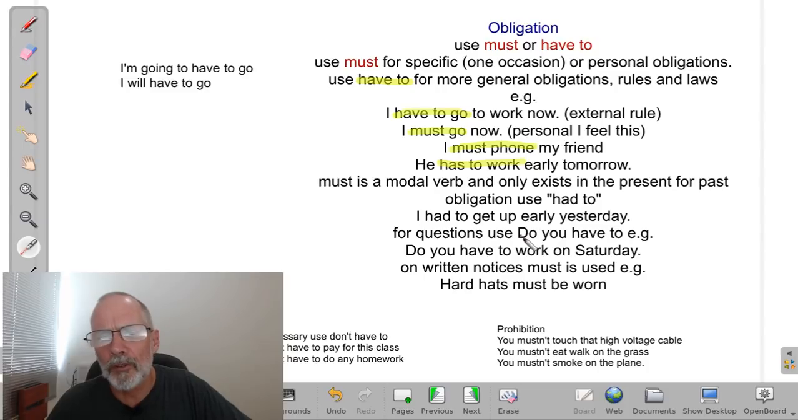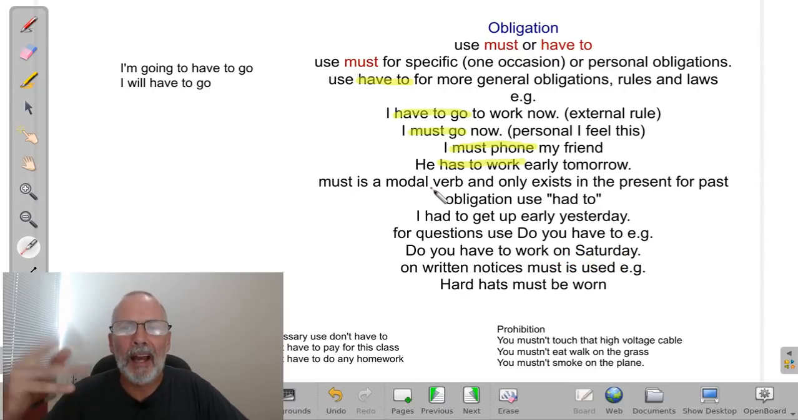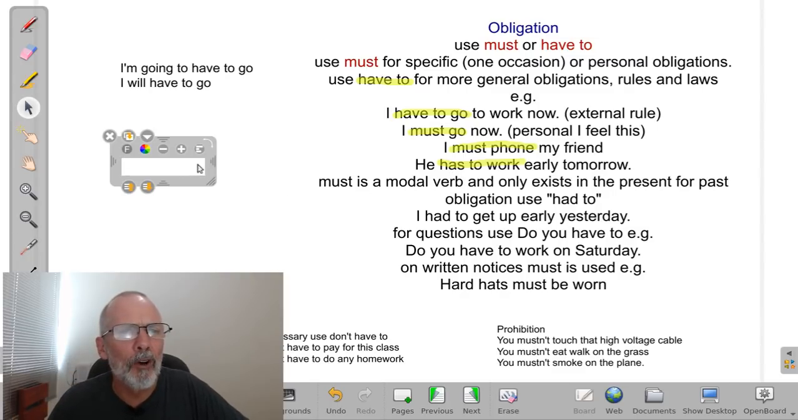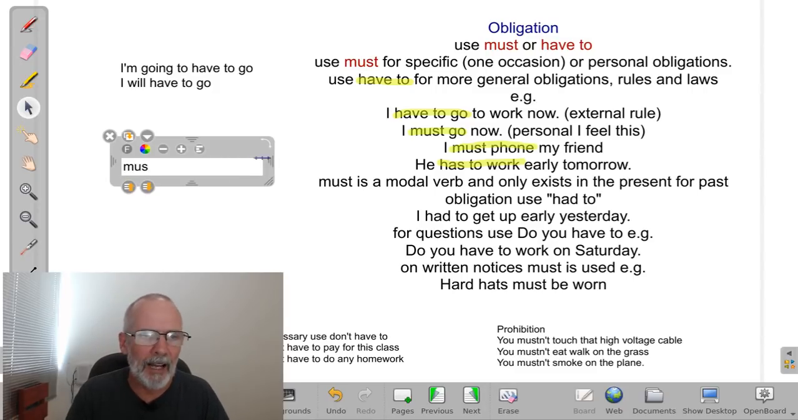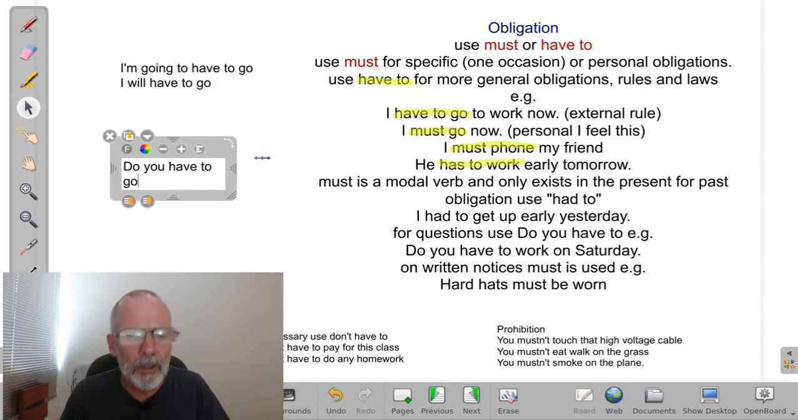And also for questions. You can use must in questions, but it's not normally used now. For example, the question would be, do you have to go to work on Saturday? Do you have to go is a question. Now it is possible also to say, must you go? But I personally would not use that expression. Must you go would be like a very formal question. I don't think most native speakers now use that form. Most people now would say, in any situation, do you have to go?